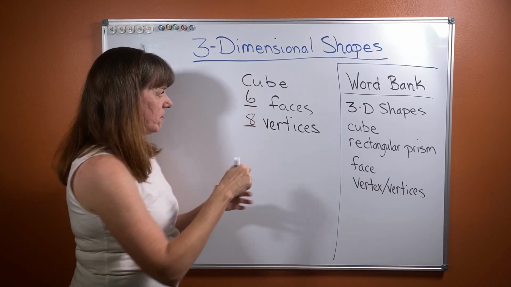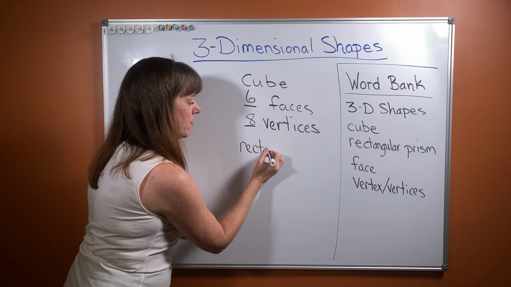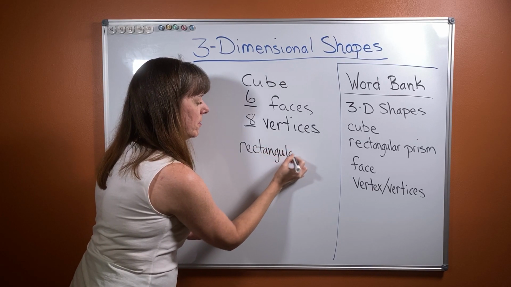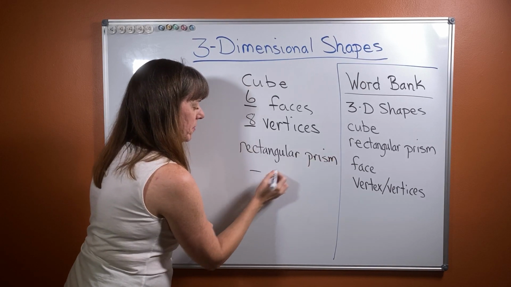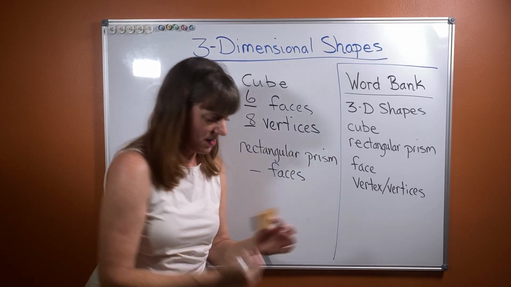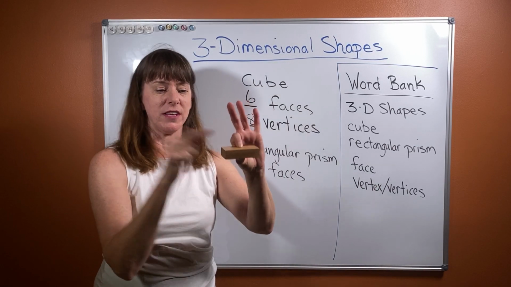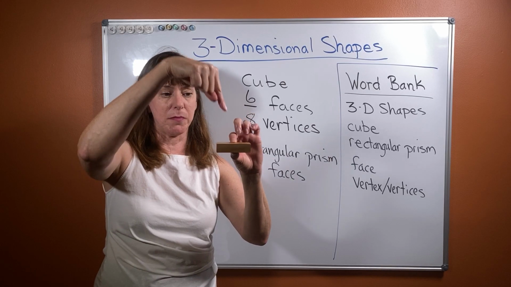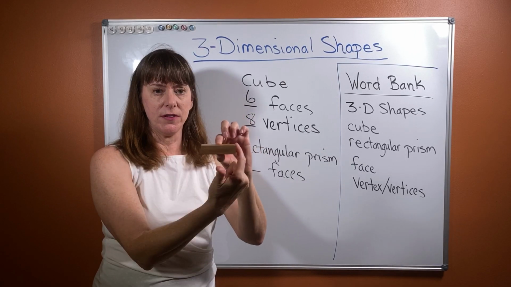So let's count for our rectangular prism. Let's count the number of faces. And it's a little easier to keep track because they're not all exactly the same. So I'm going to hold it here. I'm going to go with these long ones, and then I'm going to hit the 2 ends. So I'm going to start on top. 1, 2, 3, 4, 5, 6.